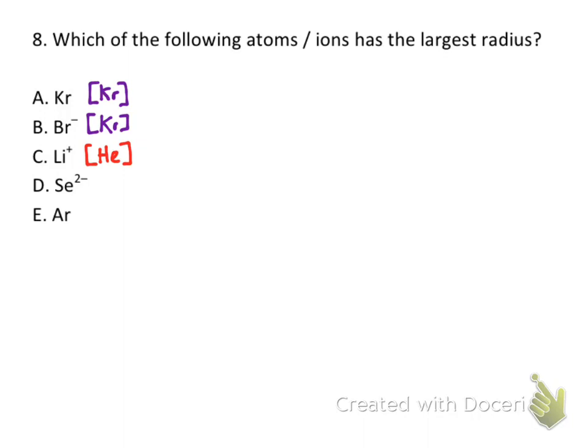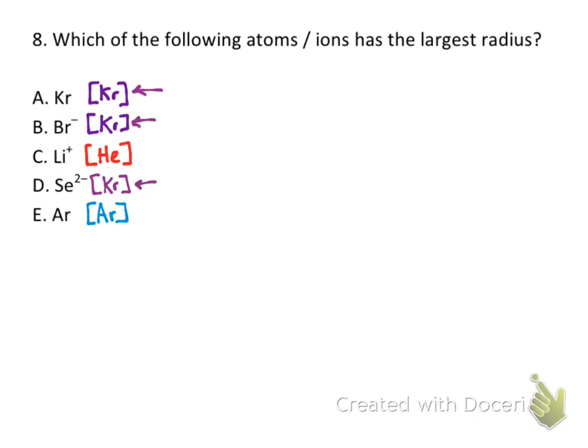Selenium 2-, so selenium 2- also going to have krypton's electron configuration. And then finally we have a pirate's favorite noble gas, argon, which has argon's electron configuration. So using the snowman rule that we used on a previous slide, if we're comparing all these noble gas configurations, the ones that are the largest are the ones that have krypton's electron configuration. So we've narrowed it down to either krypton, bromide, or selenium.